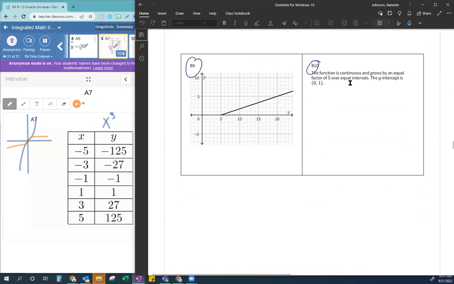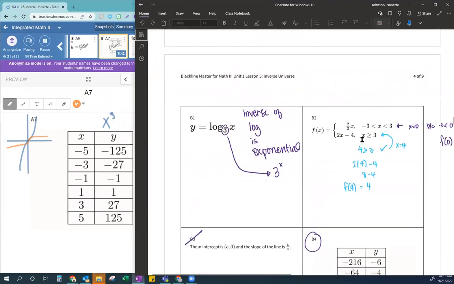And this one says the function is continuous and grows by a factor of 5. There's no 5 in my function. So wait, I must have missed something. Hold on a second, let's go back. So it's not going to be log base 3 of x, right?